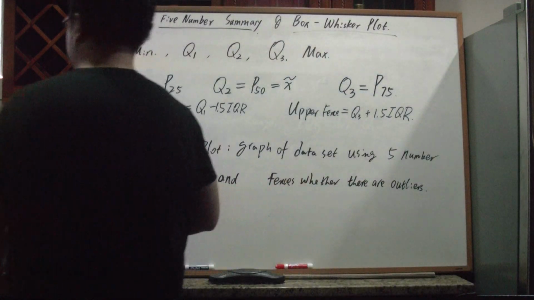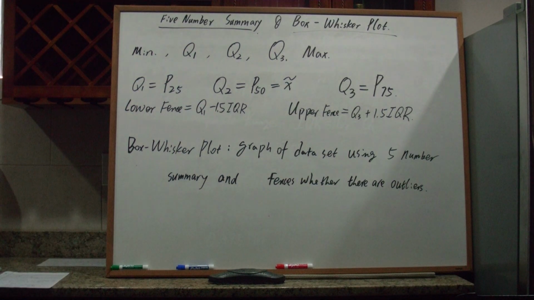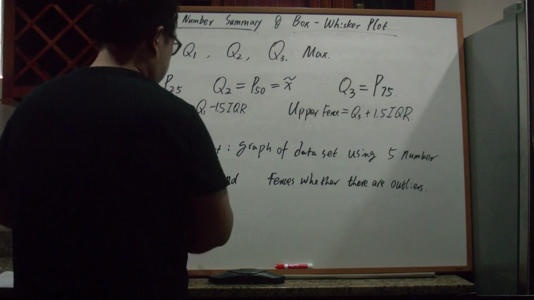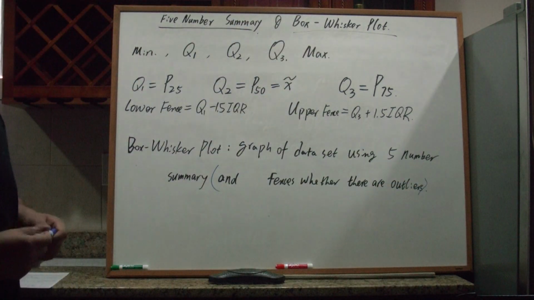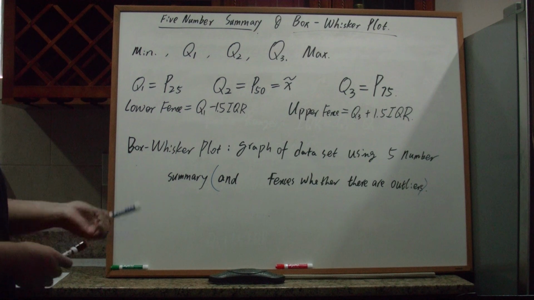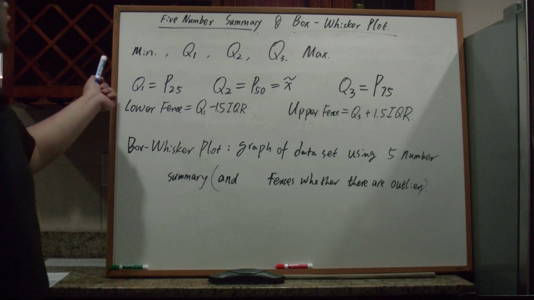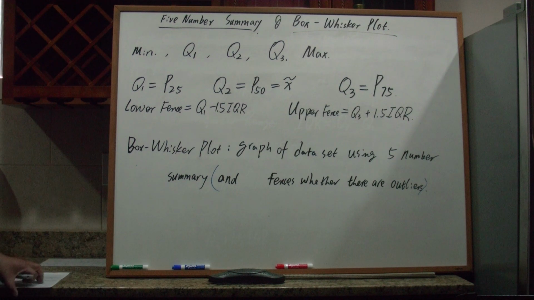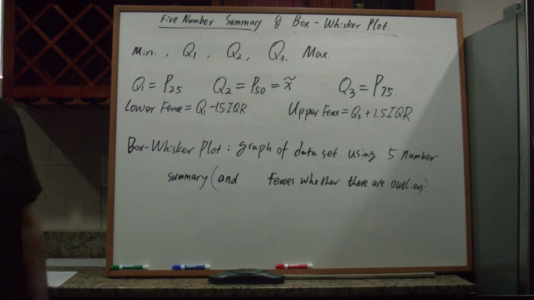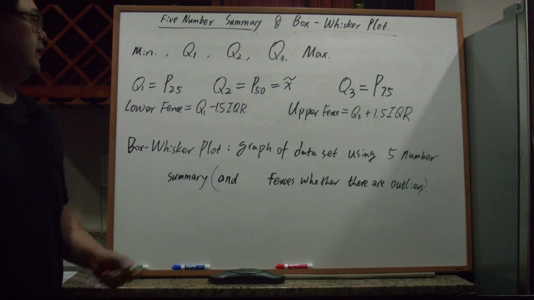So the box whisker plot is a plot to graph the data set using the 5-number summary and fences if there are outliers. If we have outliers, then we use the fence. If we don't have outliers, then just the 5-number summary will be good enough. All right, so that's a brief introduction, and we'll see examples in the other videos. All right, thank you.